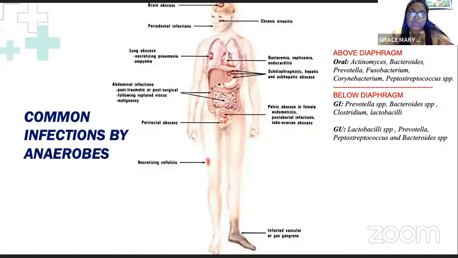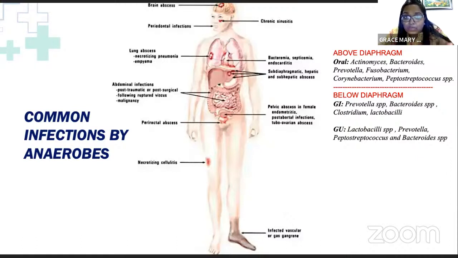And the easiest way of categorizing them, commonly during practice, one thing that we look for is, where is the infection? Is it above the diaphragm or is it below the diaphragm? Okay, so above the diaphragm, the oropharyngeal cavity, you have Actinomyces, Bacteroides, Prevotella, Fusobacterium, Corynebacterium, Peptostreptococcus.